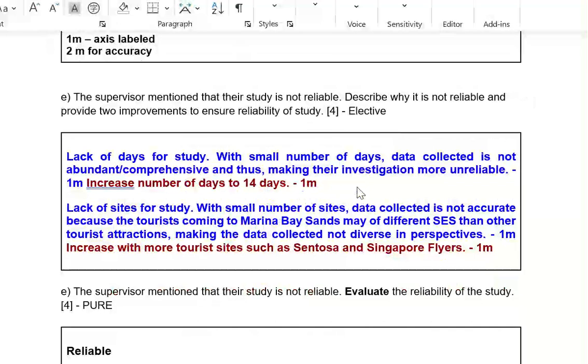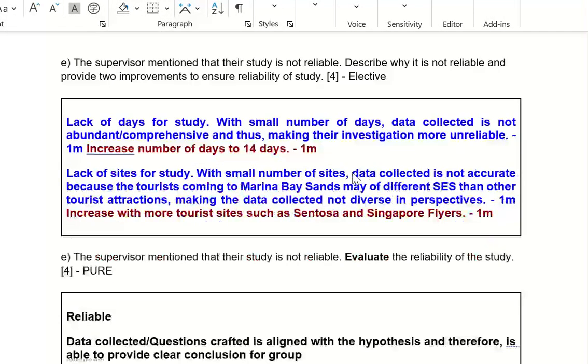Okay, next question. Now again, there are two types of questions. So let's look at the elective one first. For those who are taking elective, this is your question. The supervisor mentioned that their study is not reliable. Describe why it is not reliable and provide two improvements to ensure reliability of the study. Okay, so this is the elective question.